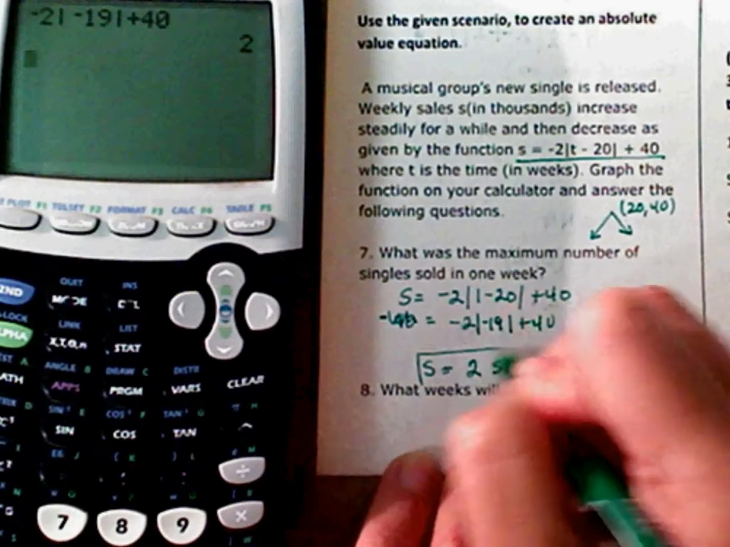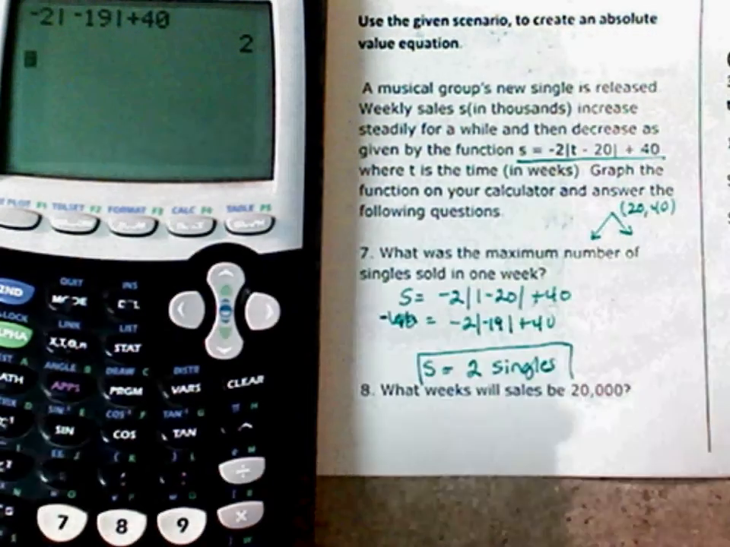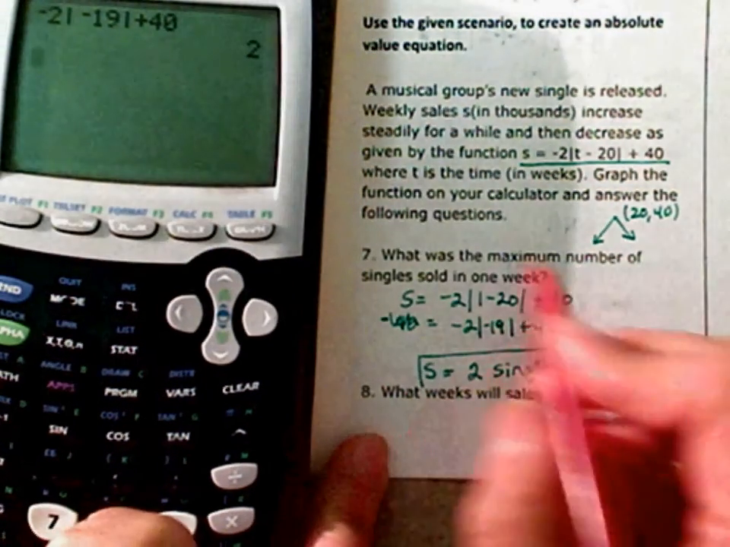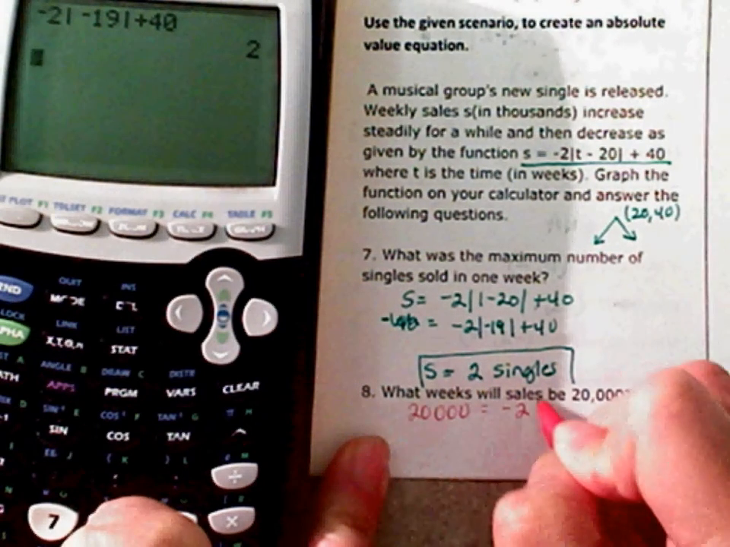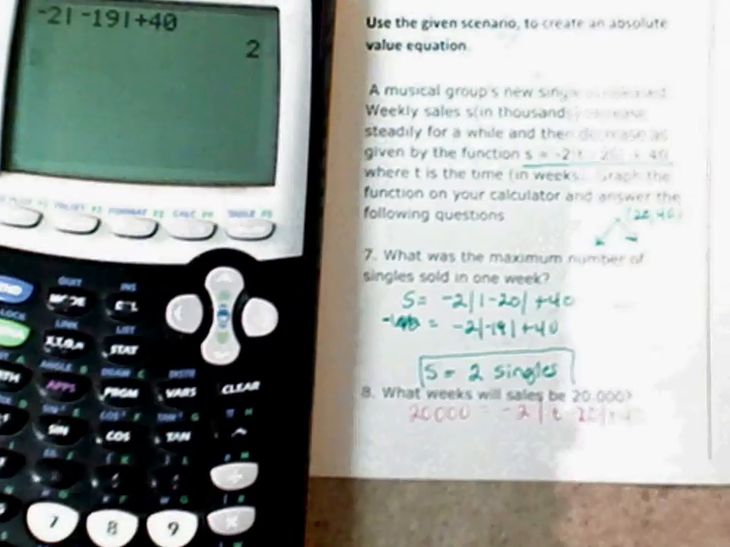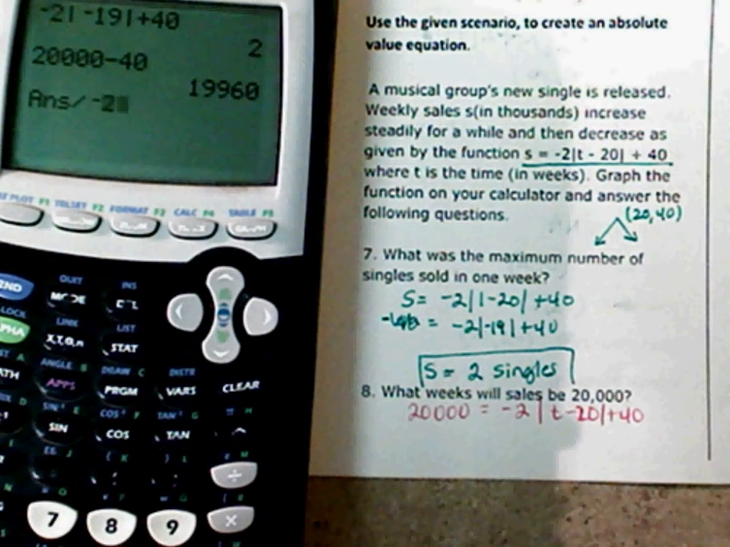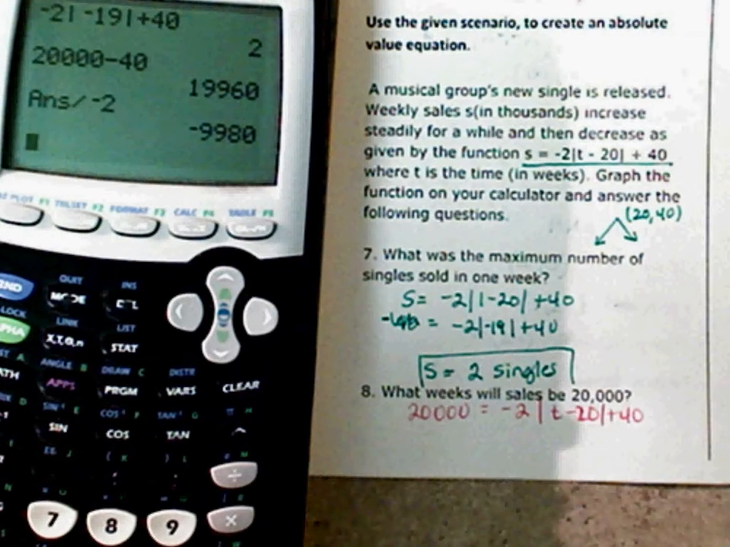Okay. What week will sales be 20,000? Plug it in or go to your calculator. I would rather plug it in, okay? Let's see. At 20,000, so 20,000 equals negative 2, absolute value of T minus 20, plus 40. All right. So take 20,000 minus 40 divided by negative 2. All right. So you have negative 9980. Something's not right. So let me see.